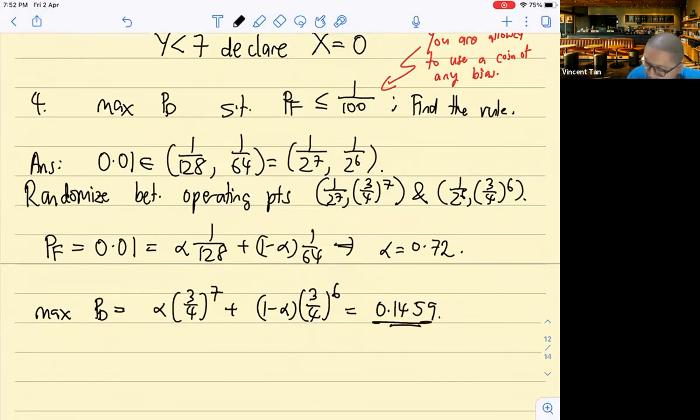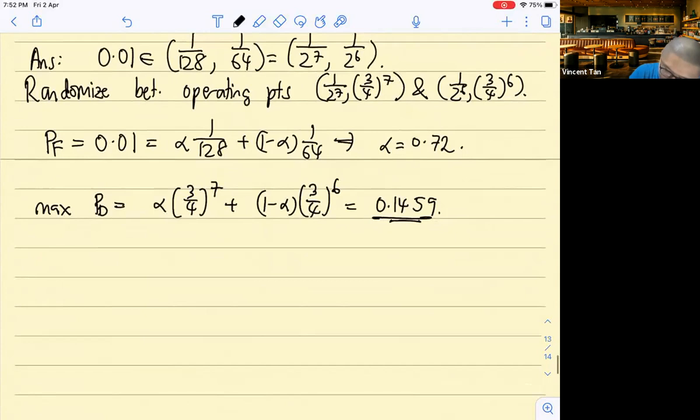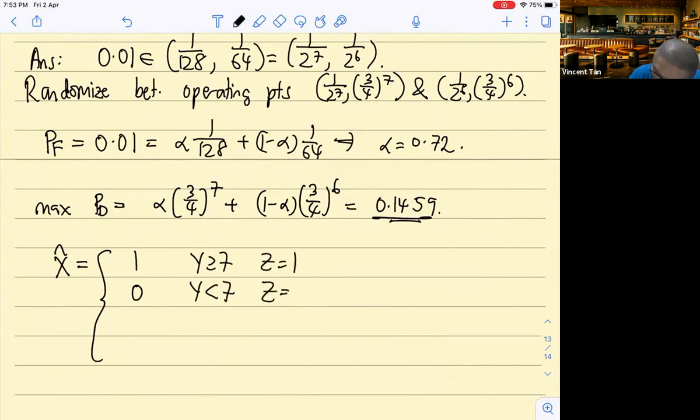Okay, so that is a way to do this sort of problem. We try to find the best convex combination of these probabilities of false alarm, and we saw that this is necessary because our observation space is a countable set. All right, so basically our decision is as follows. Our x hat is equal to 1 or 0. Here, what we are using is basically a threshold on 7. Y less than 7, z is equal to 1, z is equal to 0. And the probability that z is equal to 1 is equal to my alpha, which is 0.72.